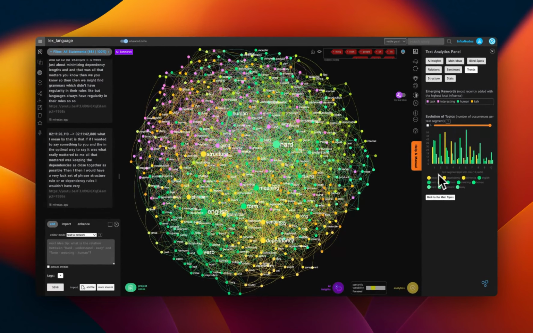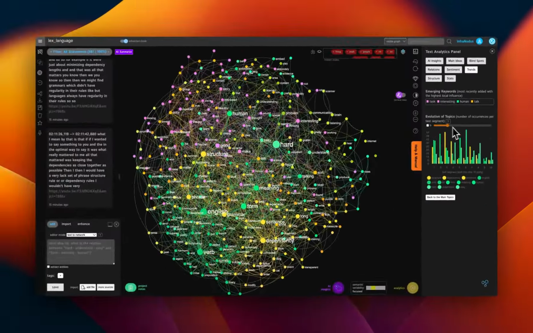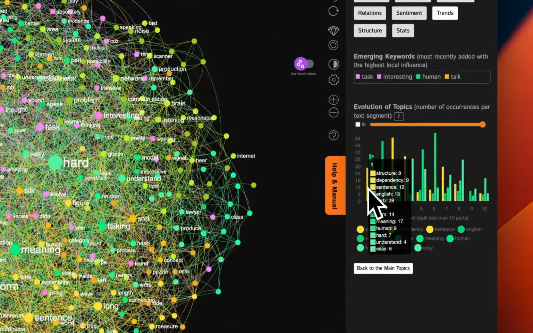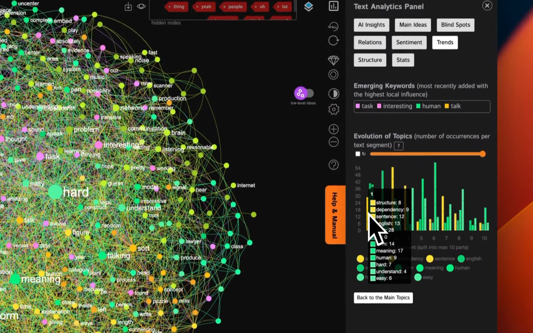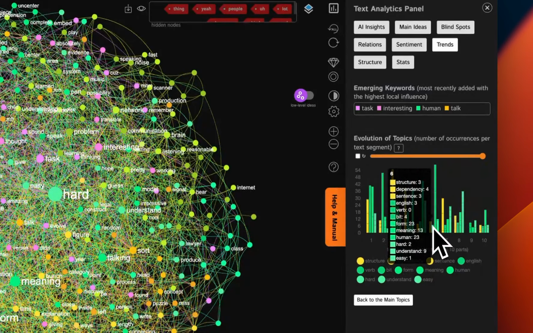And so what we're seeing here is, as we hover over here, the frequency of the words that are being used as the discourse evolves over time. So that's kind of interesting to see what words pop up later. So in the beginning, a lot of talk about English and verb, meaning. And I guess this moves to over here, we're looking at form is.